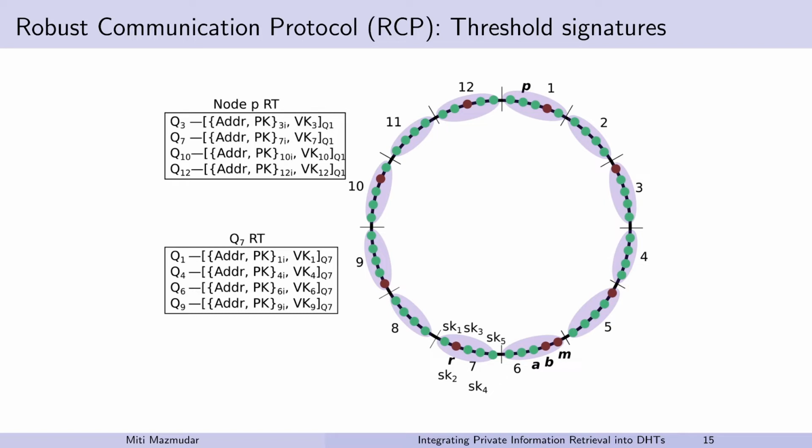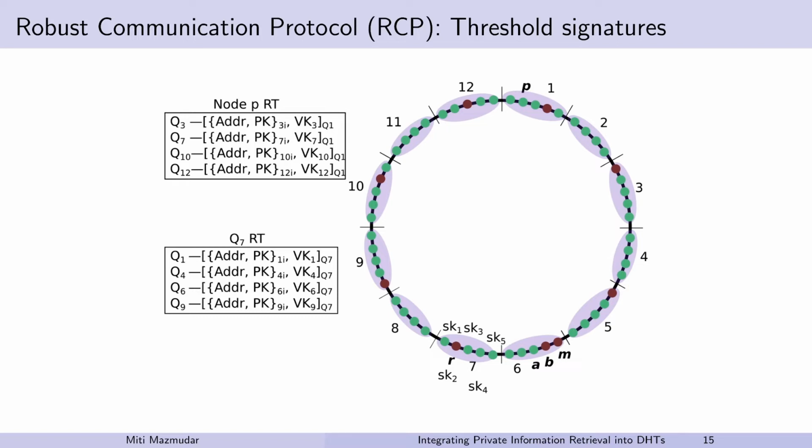Second, each node also maintains threshold signatures over each element of the routing table entry. That's the node network addresses and the public encryption keys, as well as the quorum verification key. This is shown by the square brackets around the routing table entry with the subscript of the signing quorum. That's quorum 1 here for node P. A node that knows any quorum's public verification key can verify a threshold signature from that quorum. So quorum 1's nodes can verify messages signed by quorums 3, 7, 10, or 12.